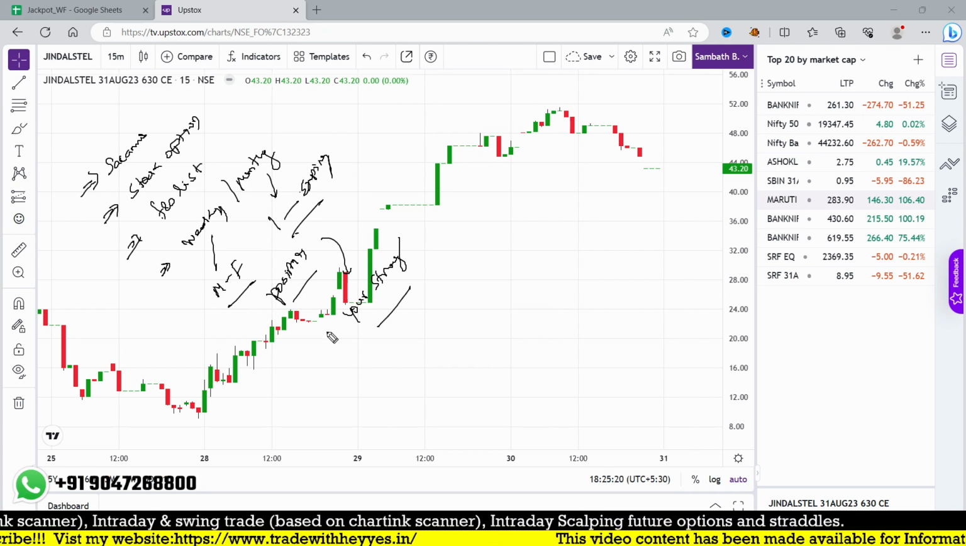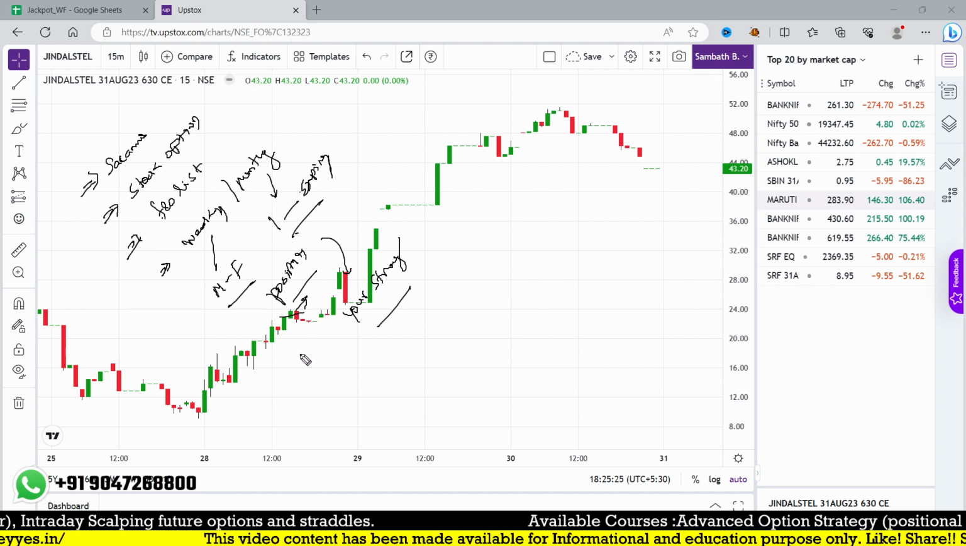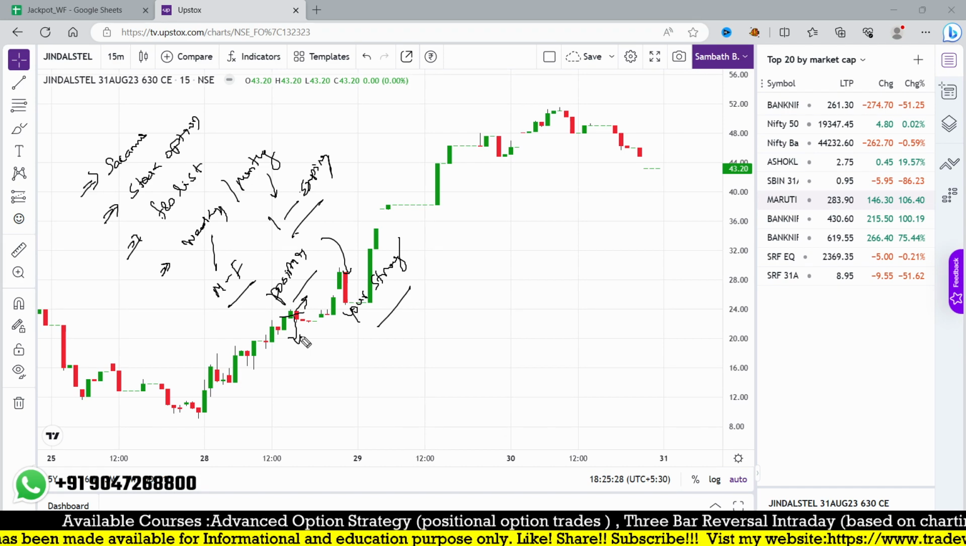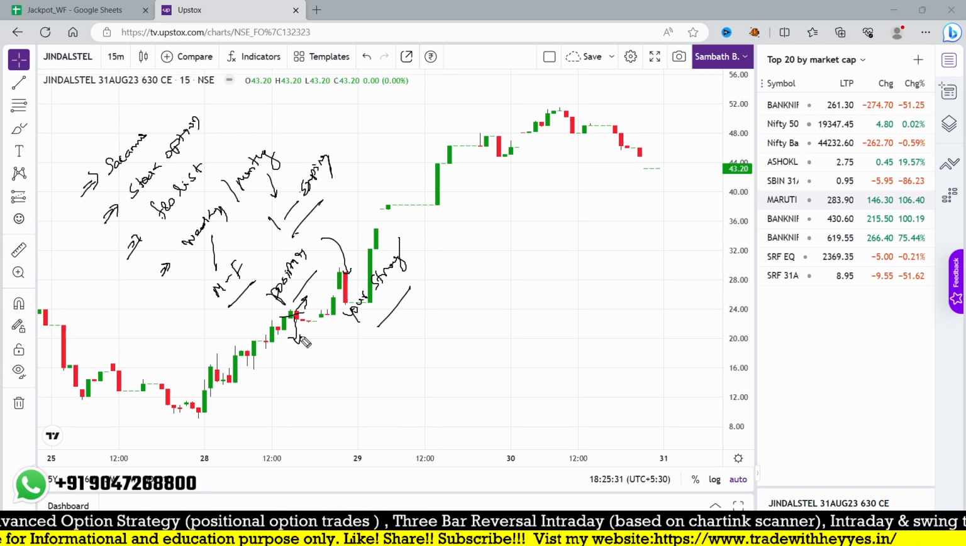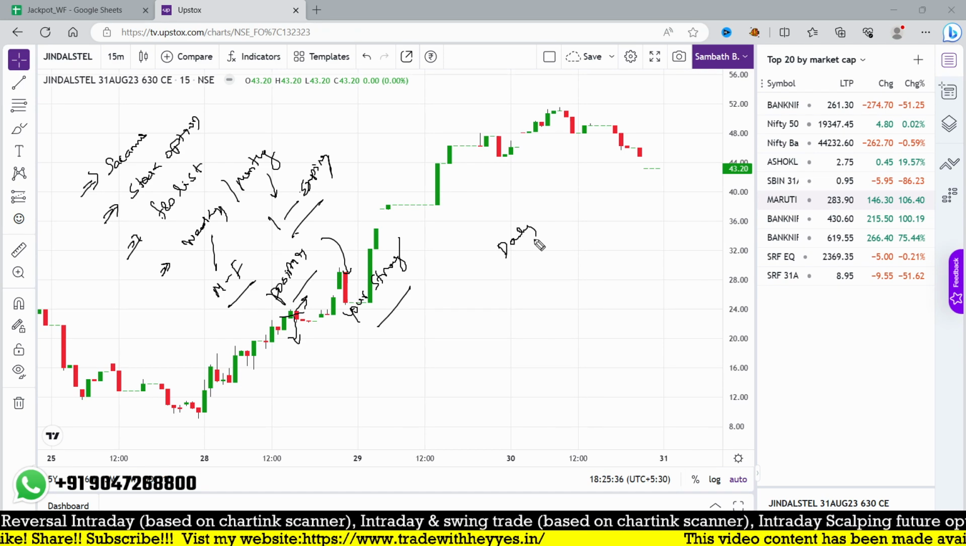If you are looking for entry, so fresh breakout, you can focus on it and it may give you a trade. And based on your concept, you can keep your stop losses, and that will help you to make an intraday trade also.